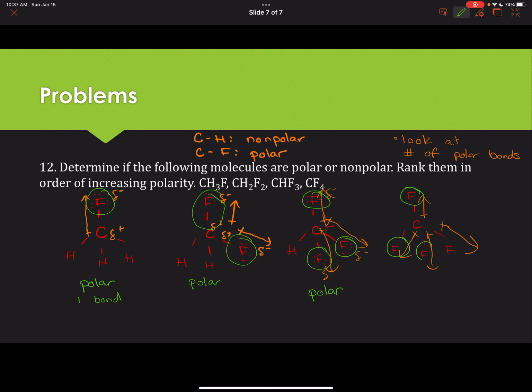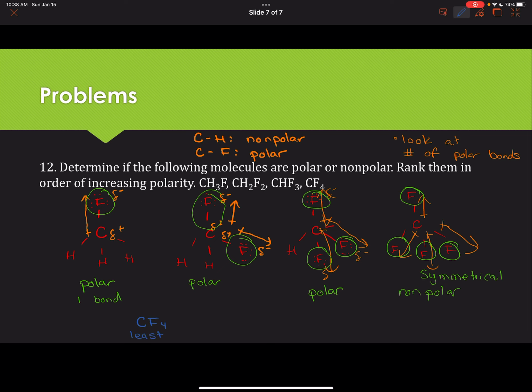And then I've got my CF4. All corners are the same. It's symmetrical, so it is nonpolar. So now when we go to rank these, my CF4 is going to be the least polar.